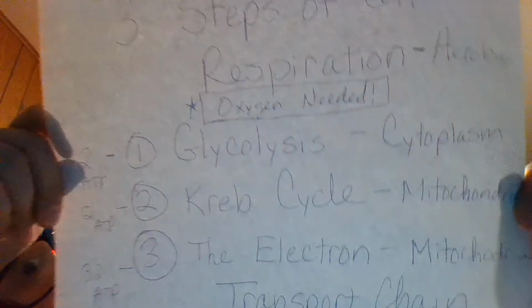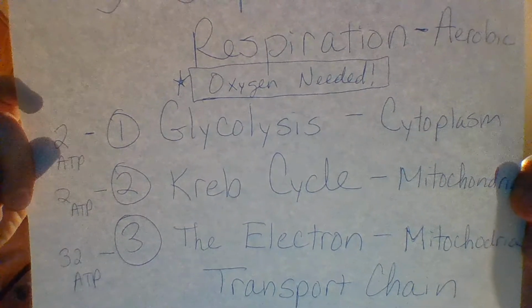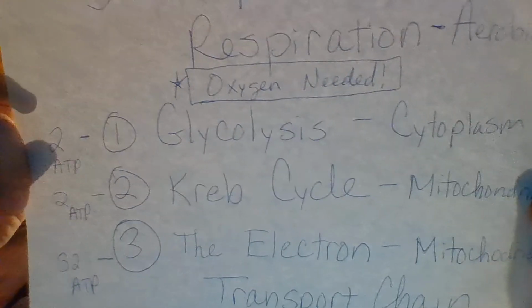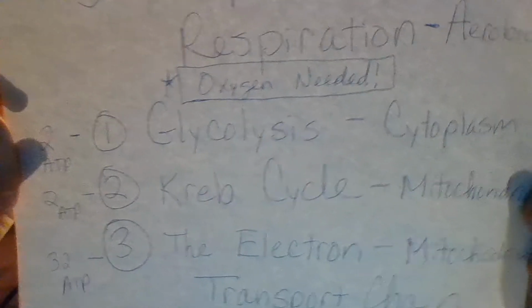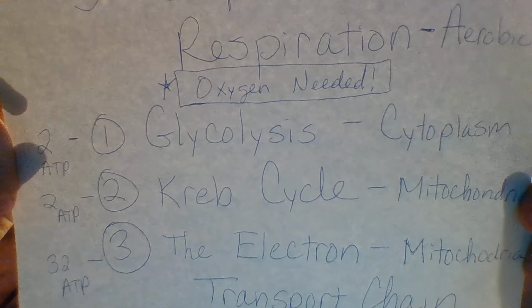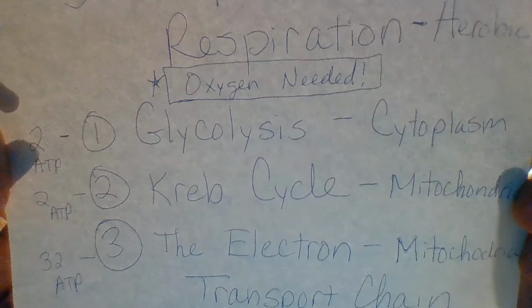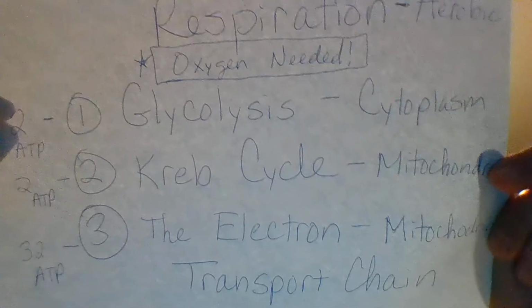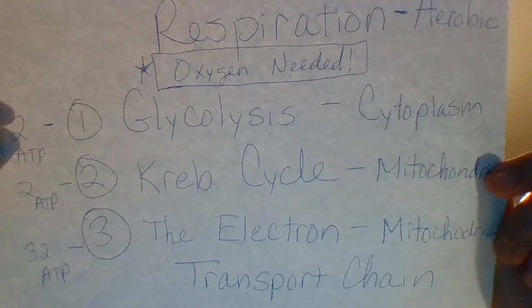3 steps of cell respiration. Number 1, we've got glycolysis. That occurs in the cytoplasm. Now, this can happen with or without oxygen. Remember, in this one, we're talking about oxygen-based cellular respiration, or aerobic cell respiration.